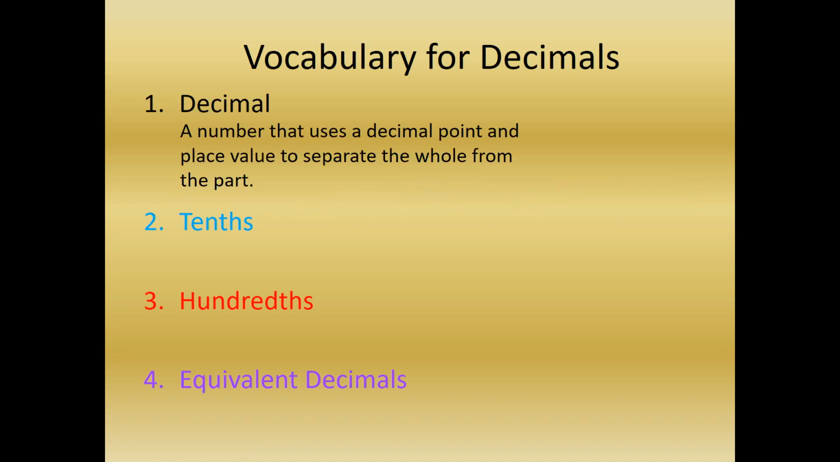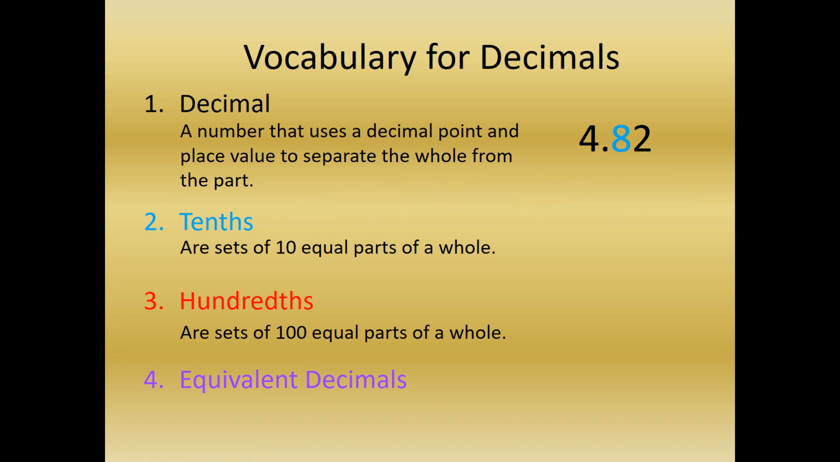So a decimal is a number that uses a decimal point and place value to separate the whole from the part. So 4.82 is a decimal. Tenths are sets of 10 equal parts of a whole. So the 8 is our tenth in 4.82. And hundredths are sets of 100 equal parts. So 82 would be the hundredth. And equivalent decimals are decimals that represent the same amount.